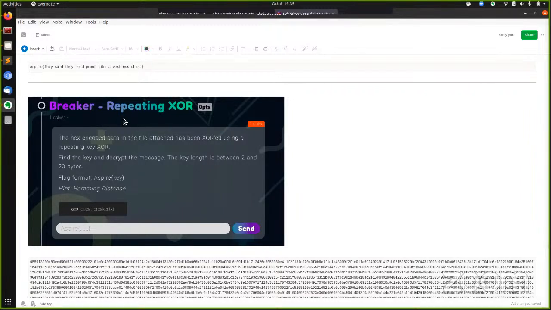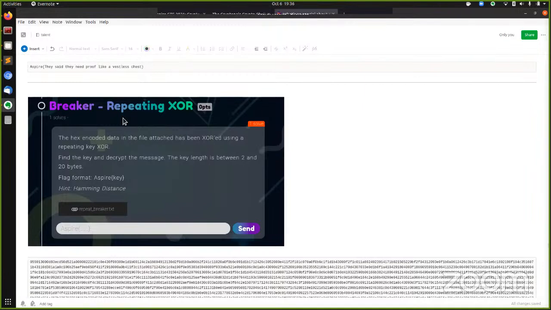The key length is between 2 and 20 bytes. The flag format is Aspire, then brackets, then the key in between. And we've been given a hint which says Hamming distance. So for this challenge, this one becomes a bit trickier. The reason for this is we don't know the length of the key.